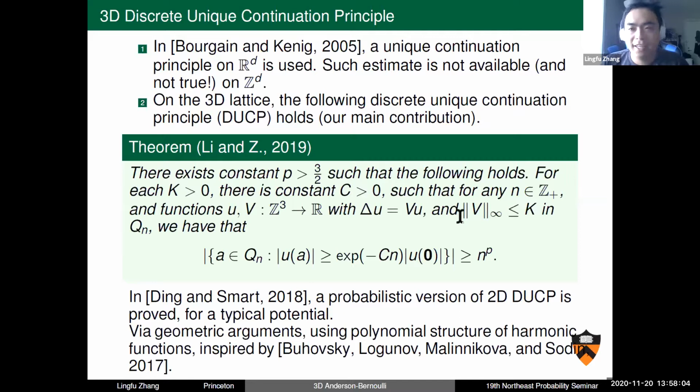And you may ask why Bourgain-Kenig, in their previous work, usually do all dimensions, while in Ding and Smart and our work, we did one dimension at a time, two dimensions, three dimensions. Basically because this discrete unique continuation principle is really difficult to establish, and it requires different arguments in different dimensions. For us, we use lots of geometric arguments and some polynomial structure of harmonic functions. And I need to mention the harmonic function work by Buhovsky, Logunov, Malinnikova, and Sodin, where they proved a Liouville type estimate, which inspired the arguments in both our work and Ding and Smart.